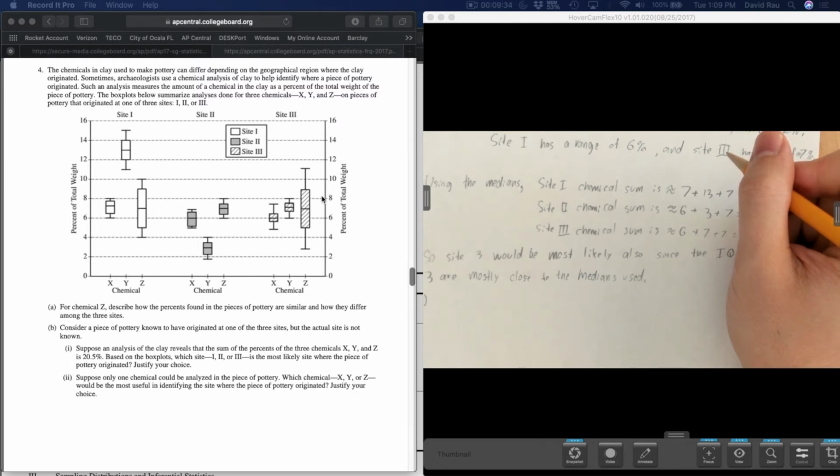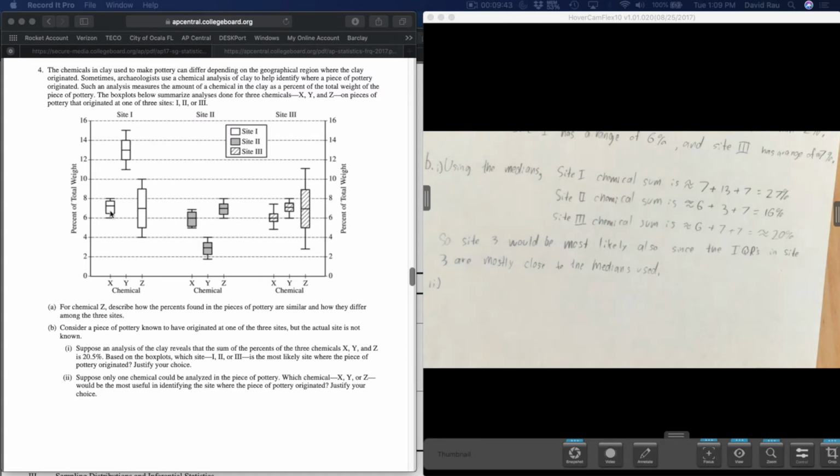Okay, so again, this time we have to find the chemical that would best identify which site it's from. Looking through all the chemicals, chemical X is always hovering around 6 or 7% for each of the three sites. So if you got something centered about 6.25, that could be all three of them. So don't use chemical X as your indicator. Same thing with chemical Z, but look at chemical Y. Chemical Y's values in each of these box plots, if you slid them all horizontally, none of them would be overlapping.